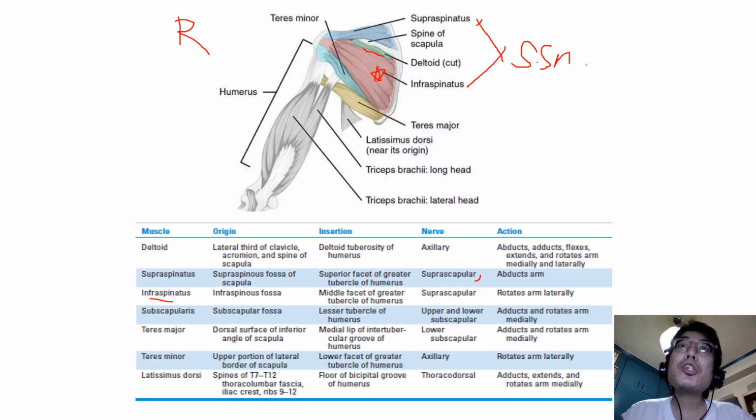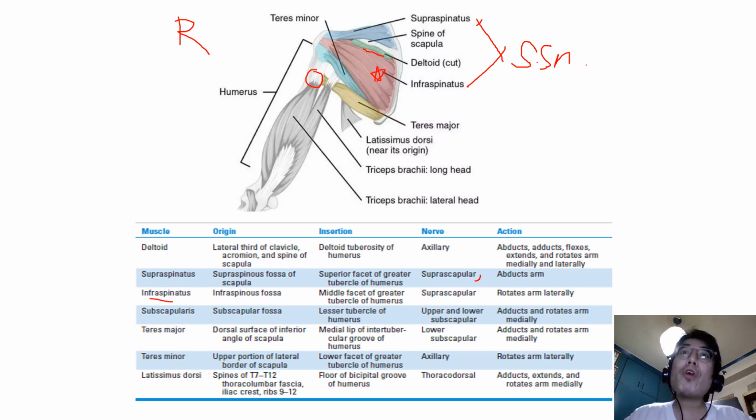The teres major muscle, shown here inferiorly, originates from the dorsal surface of the inferior angle of the scapula, and it inserts into the medial lip of the intertubercular groove of the humerus. It is innervated by the lower subscapular nerve, and the function of the teres major is to adduct and rotate the arm medially.